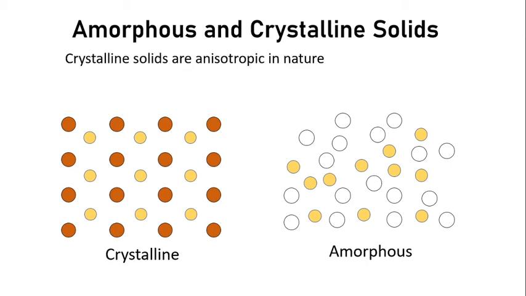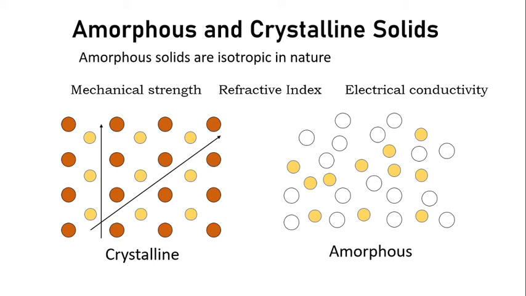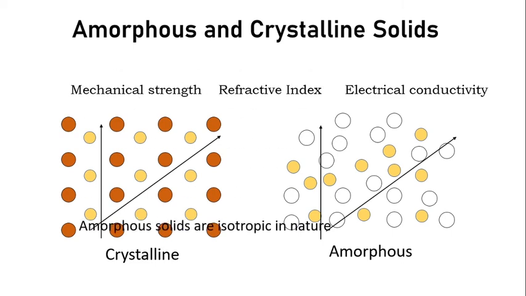Crystalline solids are anisotropic in nature. That is, some physical properties like electrical resistance or refractive index show different values when measured along different directions in the same crystal. On the other hand, amorphous solids are isotropic in nature. That is, properties such as mechanical strength, refractive index, and electrical conductivity are the same in all directions. It is because there is no long range order in them, and the arrangement of particles is not defined along the directions. Hence, the overall arrangement becomes equivalent in all directions.